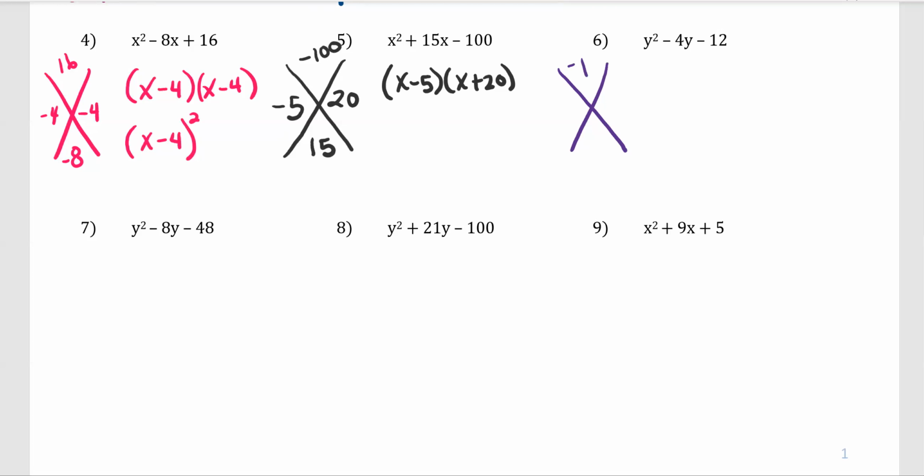Number 6, we need the factors of negative 12 that add to negative 4. Factors of 12: 1 and 12, 2 and 6. We need a negative product, so one of the numbers has to be negative. And since we need a sum of negative 4, the bigger number needs to be negative. So our factors are y plus 2 and y minus 6.